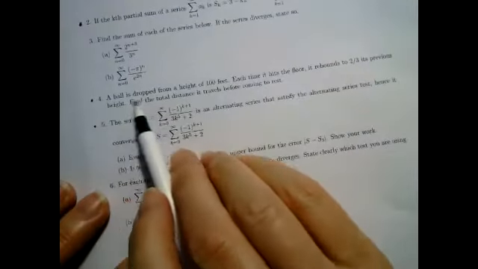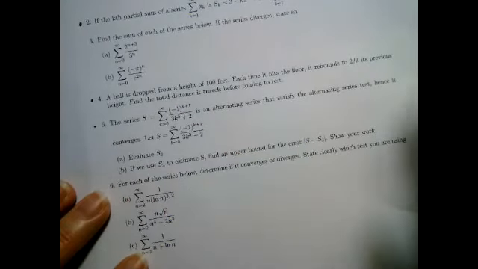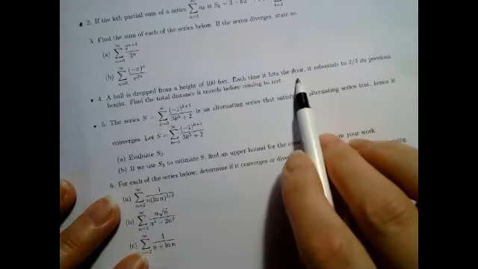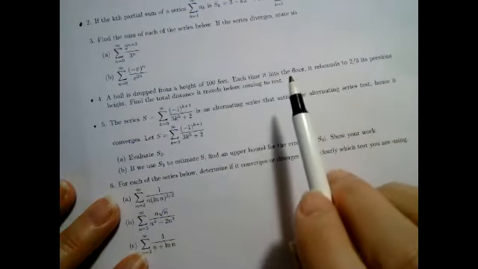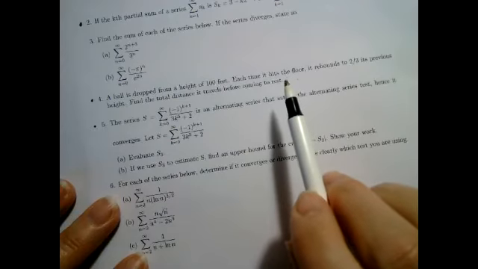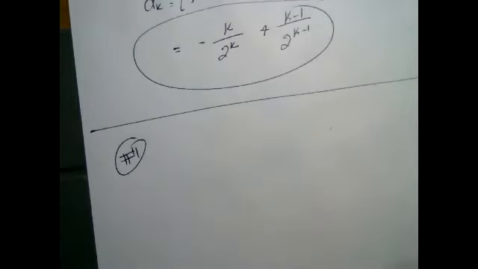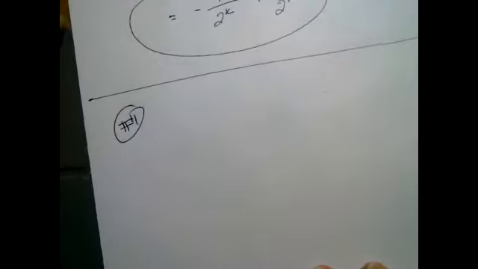We have a ball. It's dropped from a height of 100 feet. Each time it hits the floor, it rebounds to 2/3 its previous height. Find the total distance it travels before coming to rest. So basically, we imagine it keeps going forever, and you have to find the total distance.